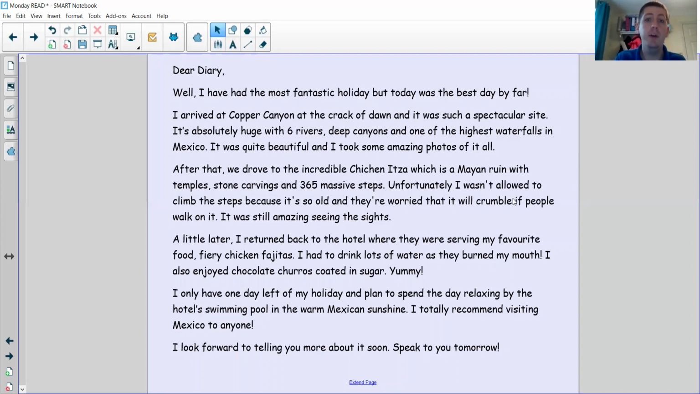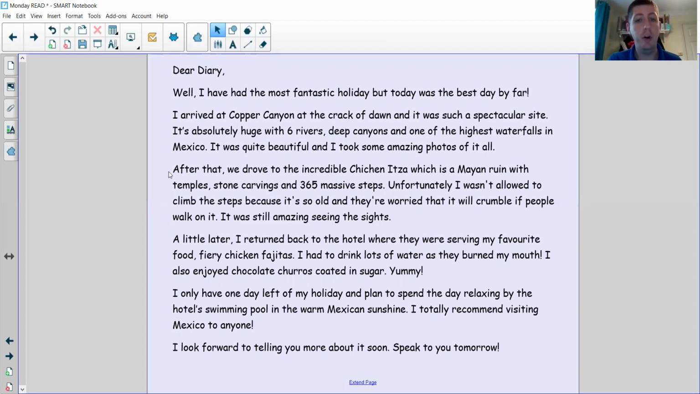Well, I have had the most fantastic holiday, but today was the best day by far. I arrived at Copper Canyon at the crack of dawn, and it was such a spectacular sight. It's absolutely huge with 6 rivers, deep canyons, and one of the highest waterfalls in Mexico. It was quite beautiful, and I took some amazing photos of it.